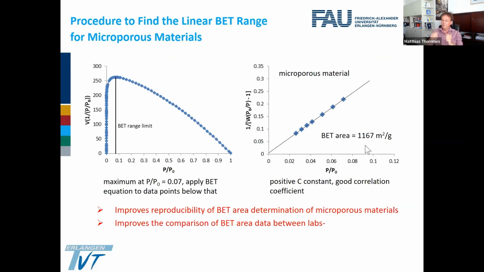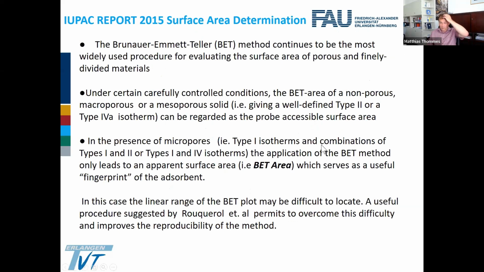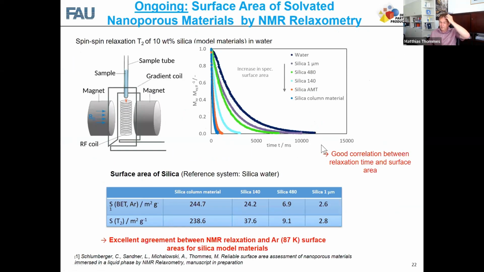It's still an apparent surface area, and to prove that this is really a true surface area, you have to do some additional work. So now something completely new, which we're doing right now here in Erlangen: all the characterization methodologies which we have essentially discussed so far, for BET and based on gas adsorption, are methods where you have to prepare a sample in a vacuum situation.